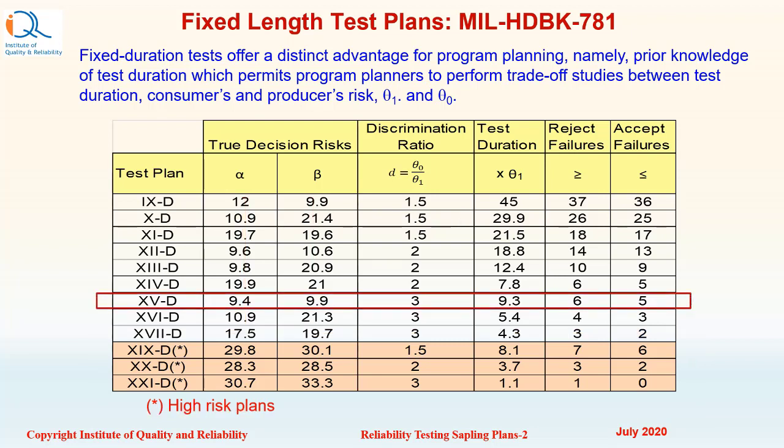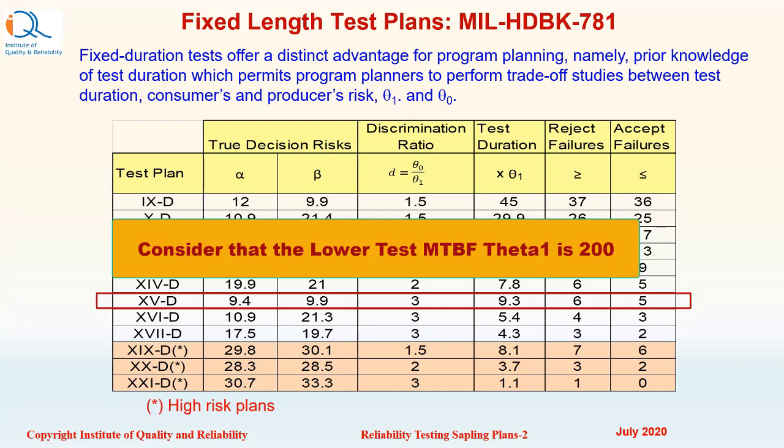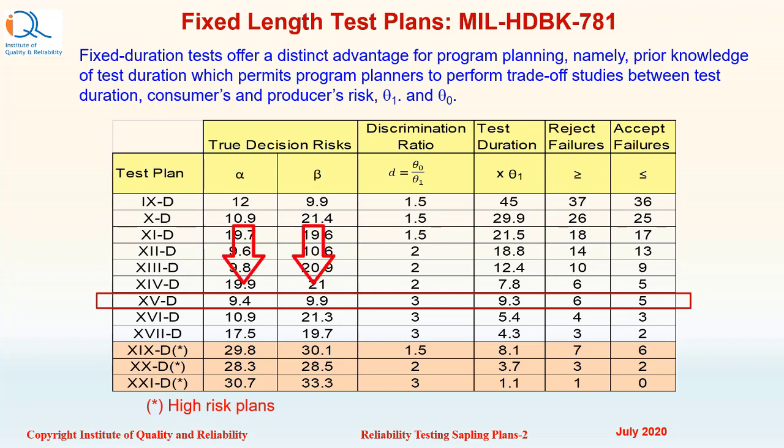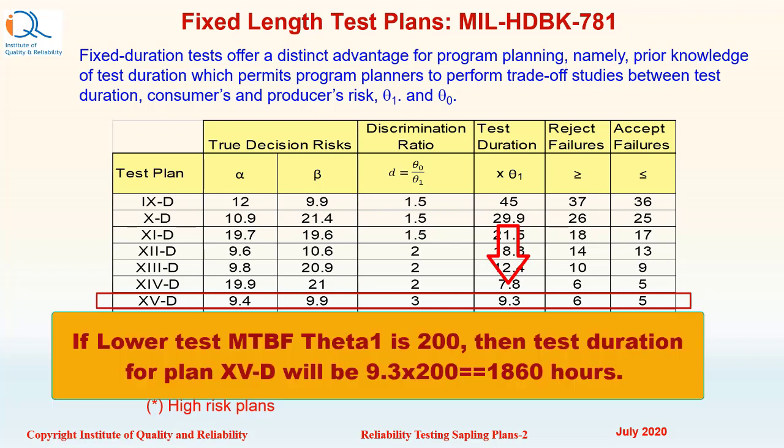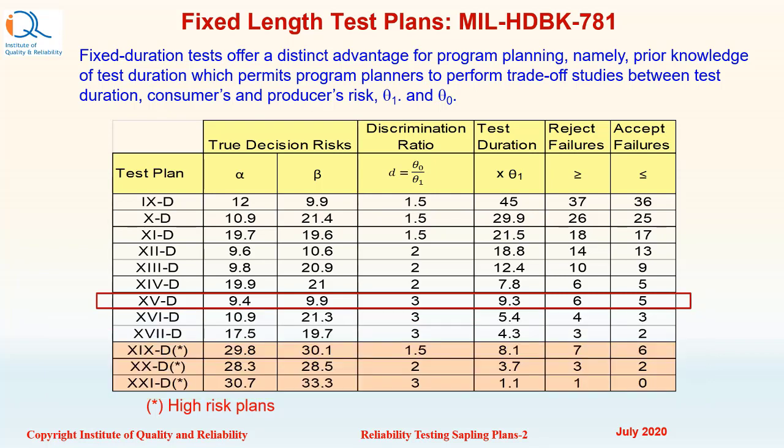Suppose we choose plan 15D for our testing, and let us say that our lower test MTBF or lower acceptable MTBF is 200 hours. The alpha risk and beta risk of this plan is approximately 10%. The precise alpha risk is 9.4% and precise beta risk is 9.9%. Discrimination ratio is 3 and test duration is 9.3 times theta 1. So if theta 1 is 200, then the test duration will be 9.3 into 200, that gives us 1860 hours of test. If we get 5 or less failures during this test, we will accept the equipment. If we get 6 or more failures in the test, we will reject the equipment. Obviously, if we get 6 or more failures before the test is complete, we can reject the equipment. But for acceptance of the equipment, we will have to continue the test until full 1860 hours.